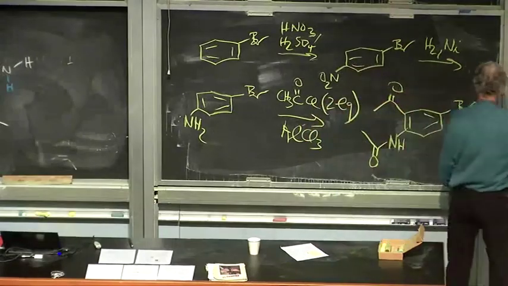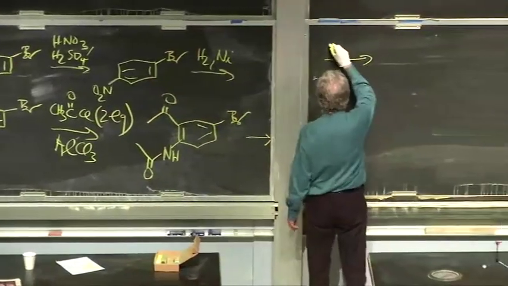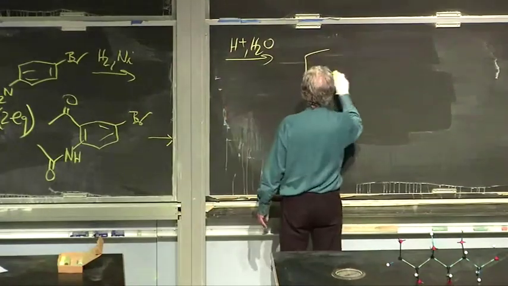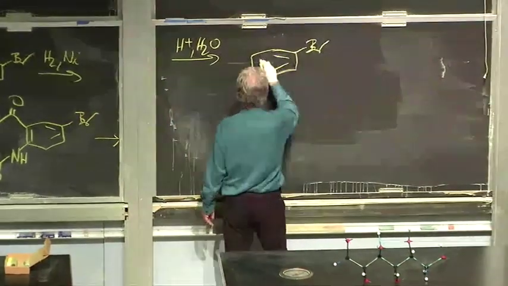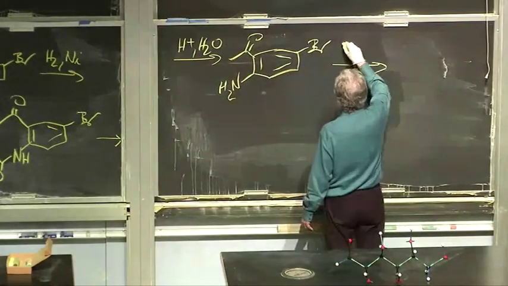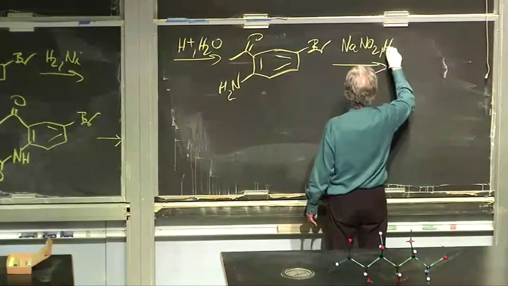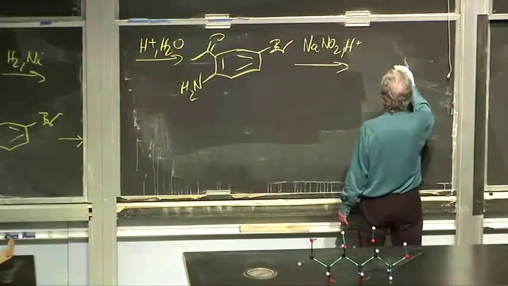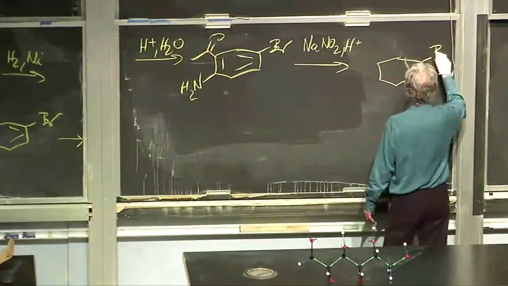So now we're sitting here. And this is then hydrolyzed by the classical acid-catalyzed hydrolysis of amides, and that gets you back your amine. And then you treat this with sodium nitrite and acid, which is a source of HNO2. If you want to write HNO2, that'd be perfectly permissible. And that gives us the diazonium ion.